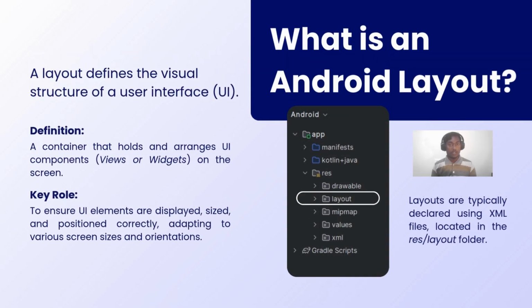So what is a layout? Simply put, a layout defines the visual structure of your app's user interface. Think of it as a container that holds and arranges all your UI components like buttons and text boxes. Its key role is to ensure all your elements are sized, positioned, and displayed correctly, regardless of the screen size or orientation. We typically define these using XML files in the resources layout folder in the studio. As you see, it will be like as in the image.